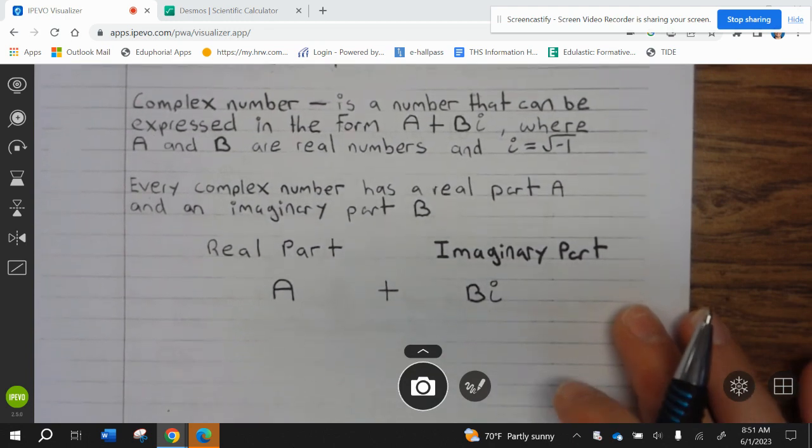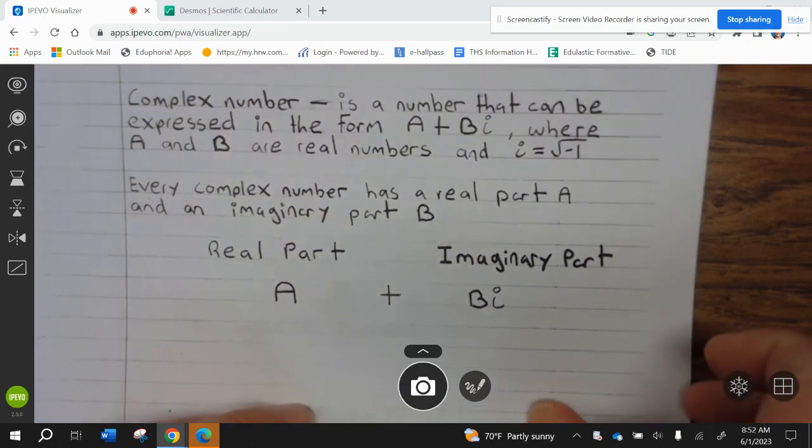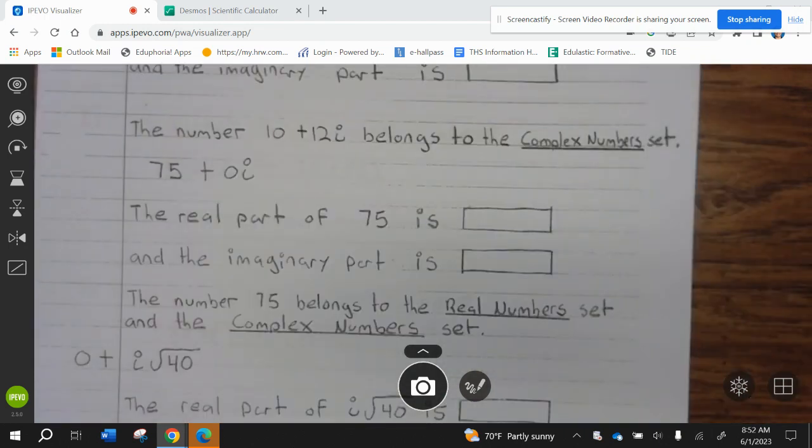Okay? A complex number is a number that can be expressed in the form of a plus bi, where a and b are real numbers and i equals the square root of negative 1. Every complex number has a real part a and an imaginary part b. So real part a plus imaginary part bi. All right, let's go and take a look at the next example.